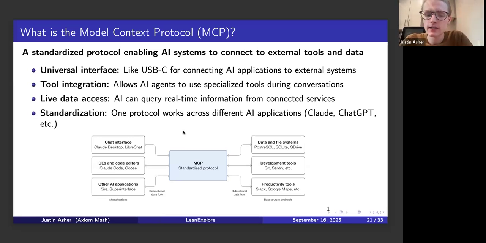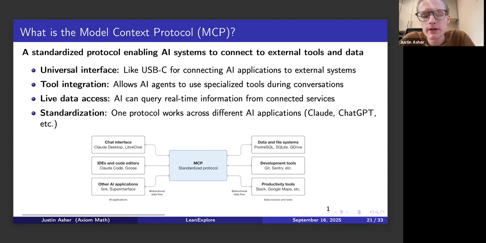here, you're going to edit this Lean file, and you're going to have a tool which is going to allow you to run the file or get feedback on the file, or you can write Lean code and you can run it. You can get diagnostics and whatnot. So it allows AI agents to use specialized tools during conversations. And AI can query real-time information from connected services.